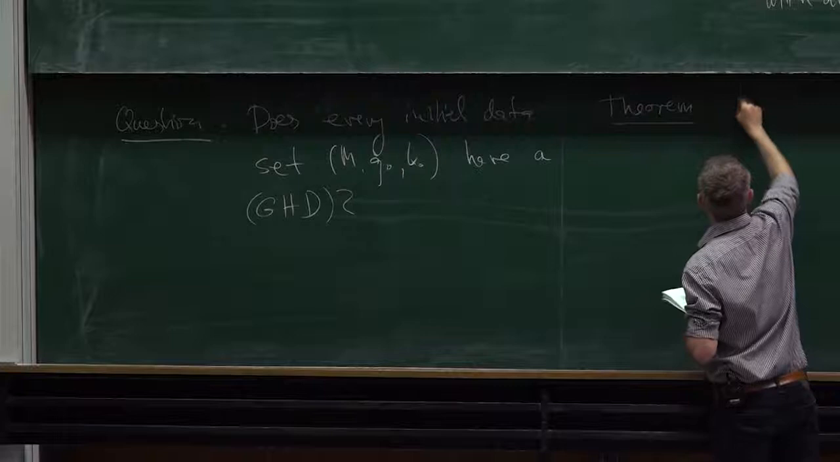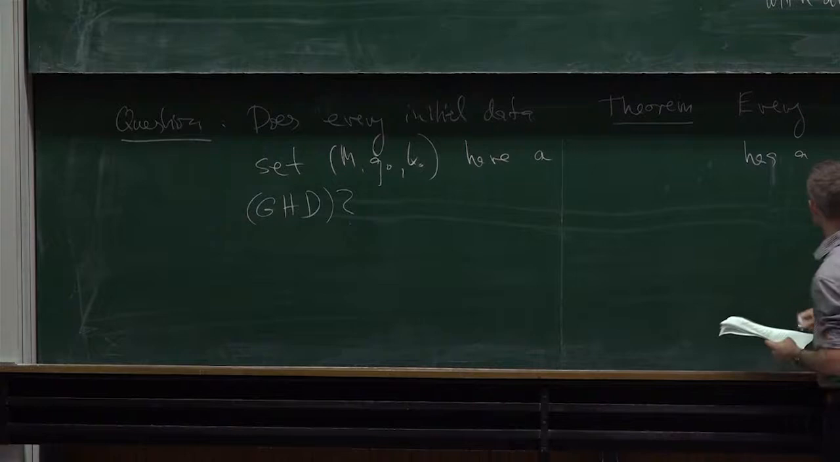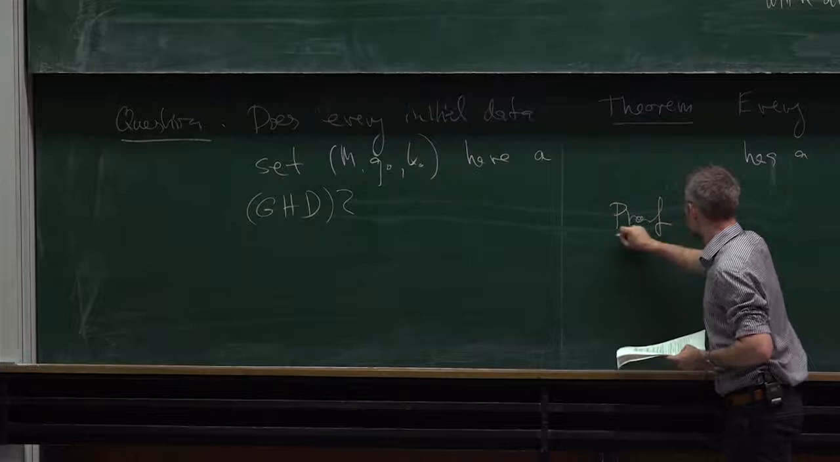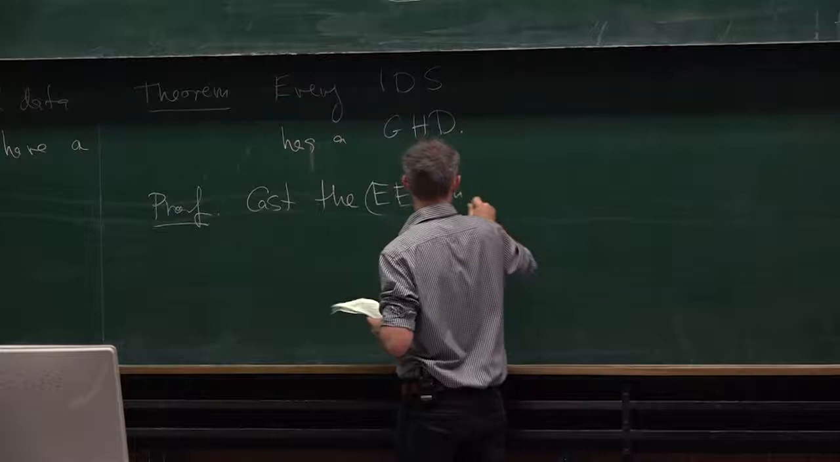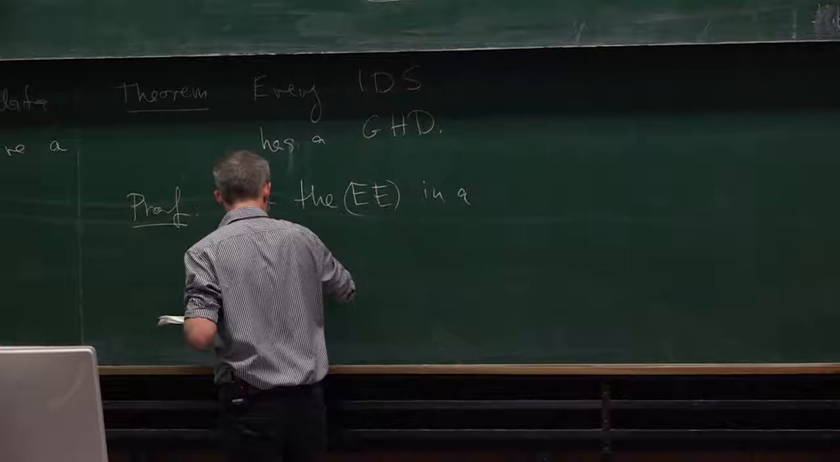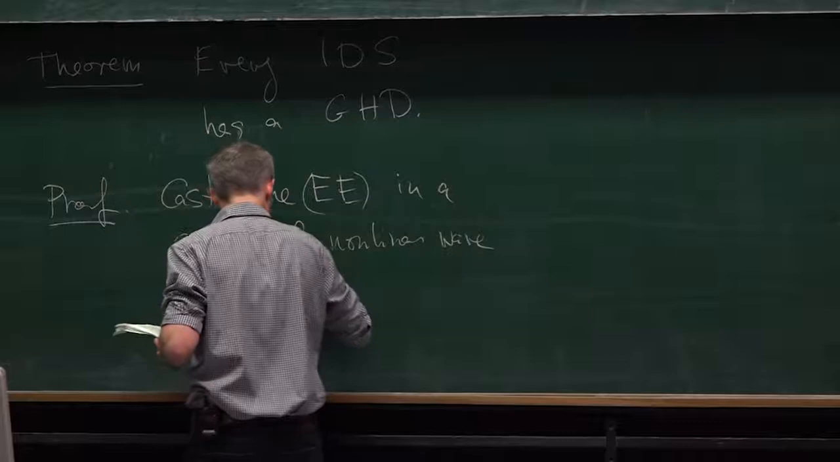Every initial data set has a globally hyperbolic development. Yes. So the essential step in the proof of this theorem, which I'm not going to do, is to cast the Einstein equations in a system of nonlinear wave equations, using the harmonic gauge.